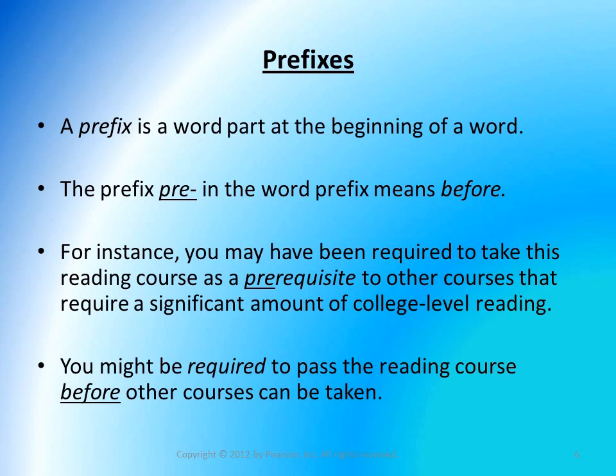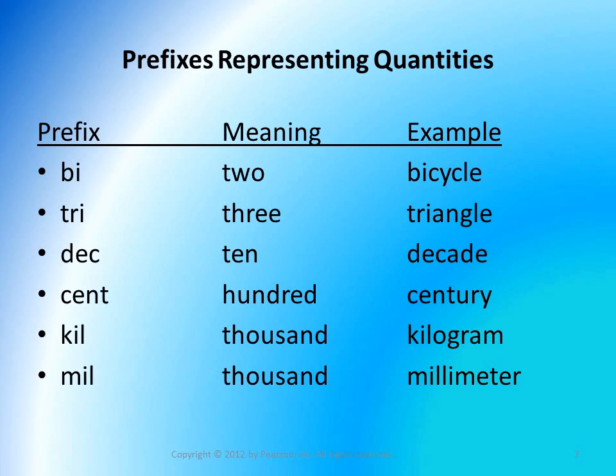So a prefix is a word part at the beginning, and the prefix pre in the word prefix means before. It comes before the word. So for instance, you may have been required to take this reading course as a prerequisite to other courses that require a significant amount of college level reading. You might be required to pass the reading course before other courses can be taken. And that's what a prerequisite is. It's a requirement before you can move on.